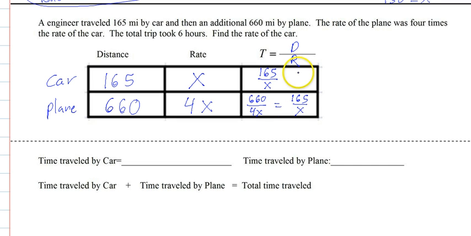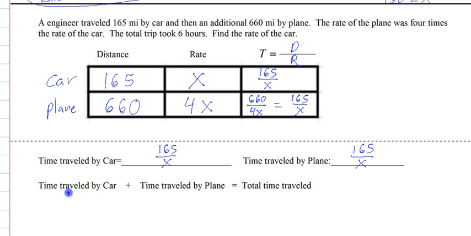Over x. So again, this represents the time traveled by the car. So the car traveled 165 over x. It has to do with the speed. So if the car is traveling at 165 miles per hour, then to go 165 miles would be 1 hour, 165 divided by 165. If it was 50, 165 divided by 50 would tell us the time, and so on. So by plane, 165 over x.